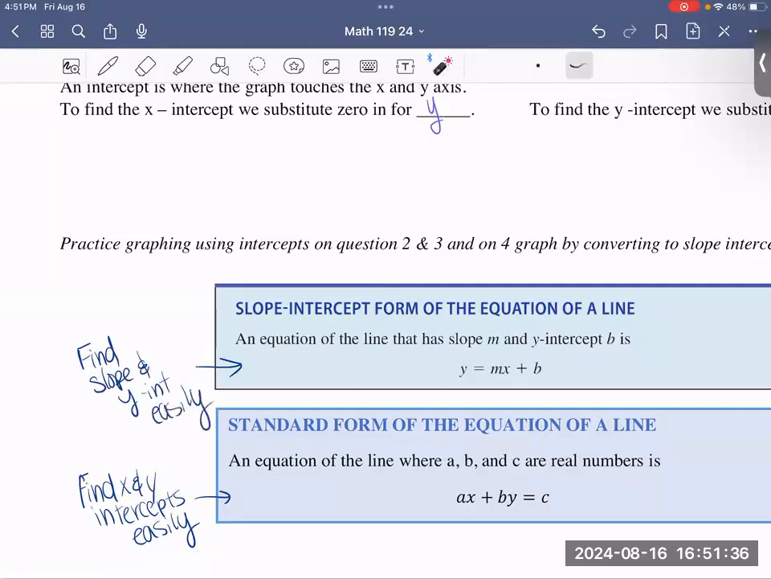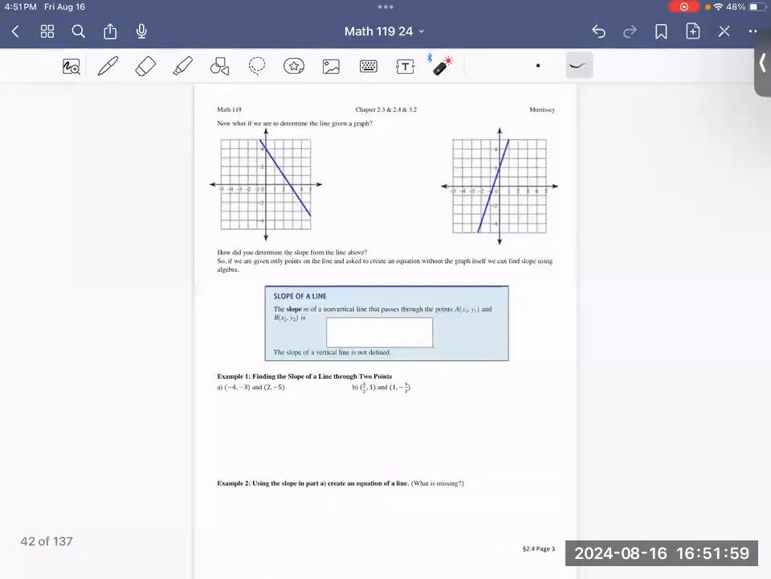So sometimes if they're saying, hey, find the intercepts, and if it's already in this form, that's great. You don't have to convert it into this form unless it tells you to after. But you can certainly still find your x and y-intercept in this form just by, again, substituting a 0 in for your variables.